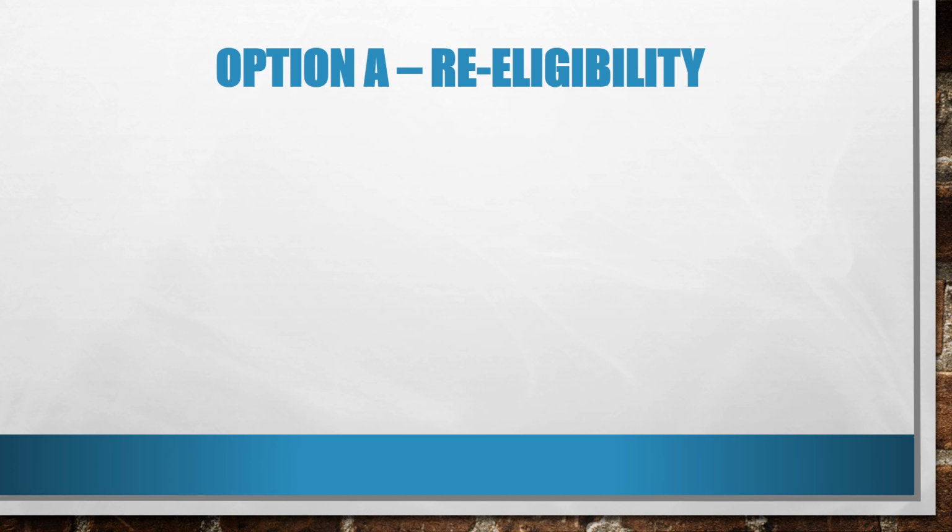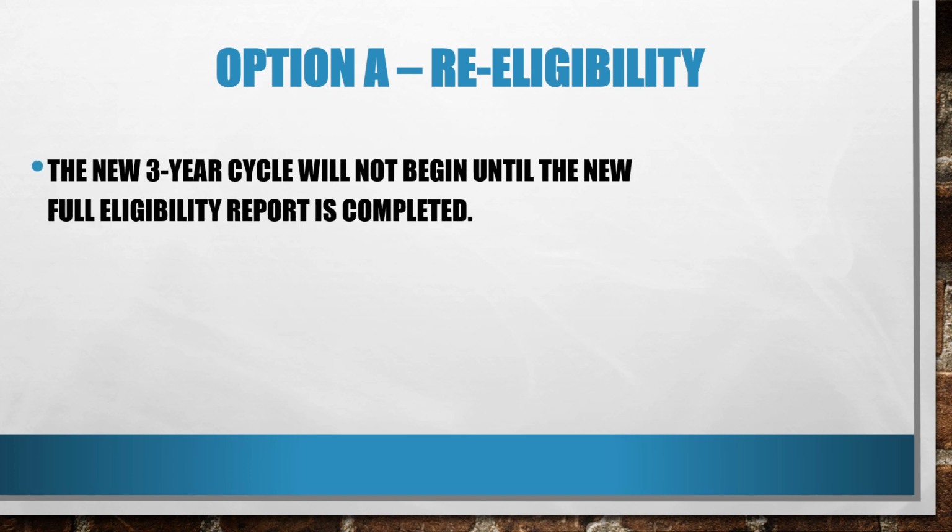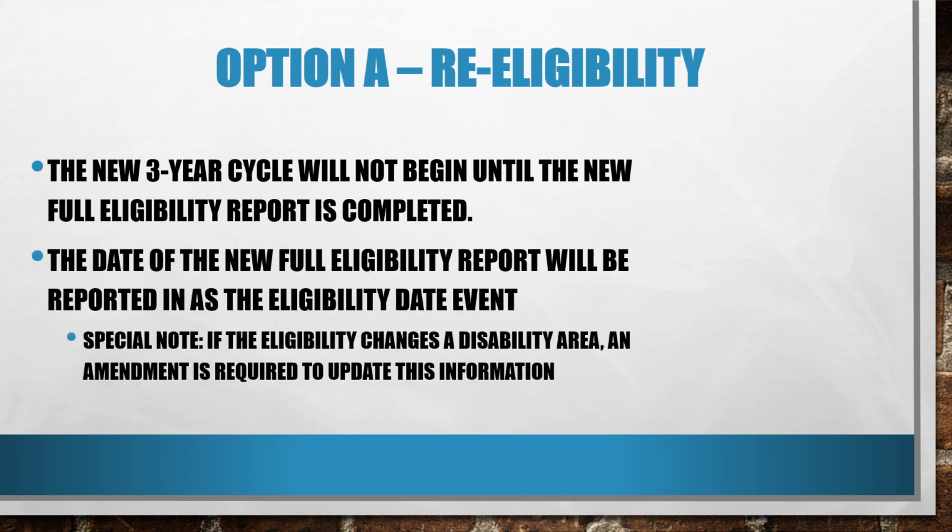The new 3-year reevaluation cycle will not begin until the new full eligibility report is completed. So once the RDR is completed, each team member in the evaluation team has a task to complete in order to bring the team back together and finish the eligibility. Follow-up and understanding of the due date is required. When the IEP team reconvenes and completes the eligibility event, the date of the new full eligibility report will be completed and reported in student record to close the events for this student.